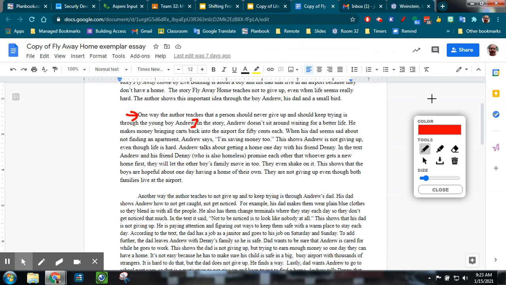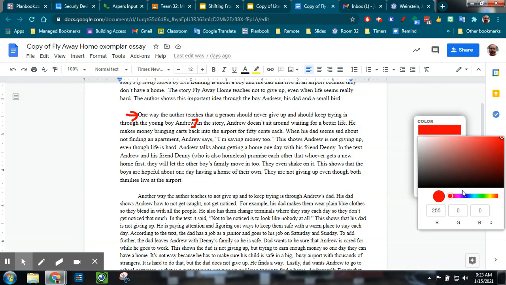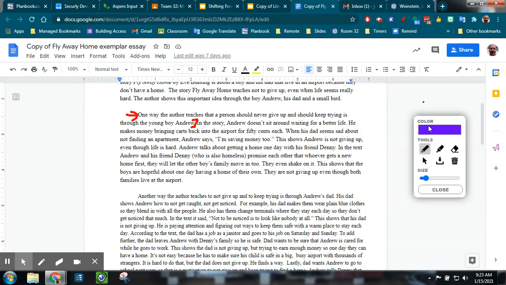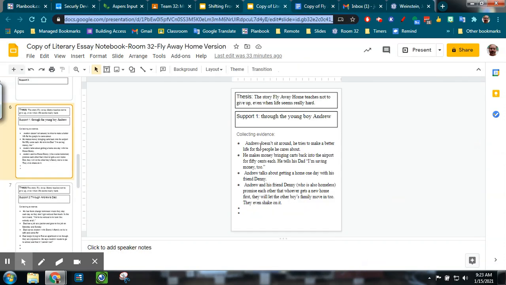He makes money bringing carts back into the airport for 50 cents each. So watch this. This piece here, where he makes money bringing carts back into the airport for 50 cents each, that is from my evidence. You'll see that is one of my bullets.